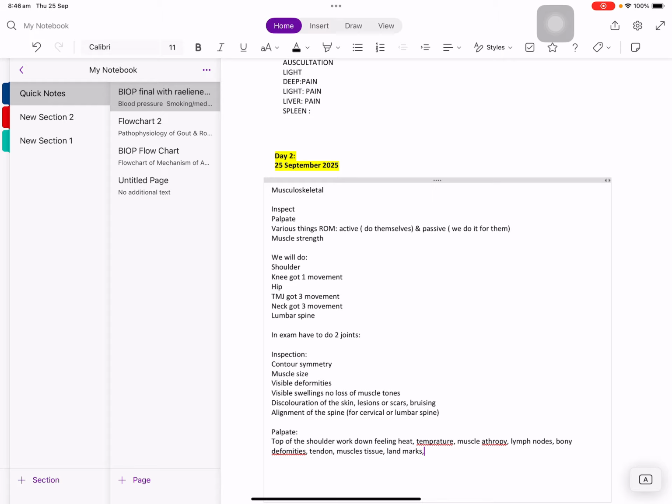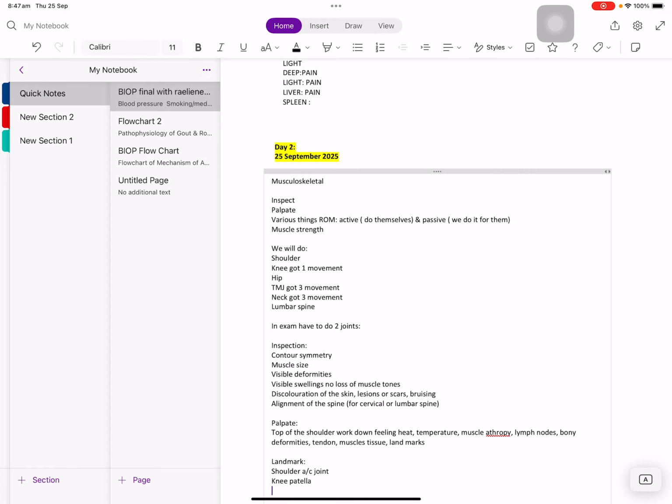are, so if we make up a table for landmarks, we've got shoulder is the AC joint, and that's this bony thing on here. Knee is patella, the kneecap, bony landmark. Hip is greater trochanter.